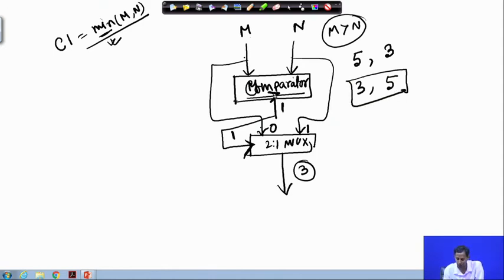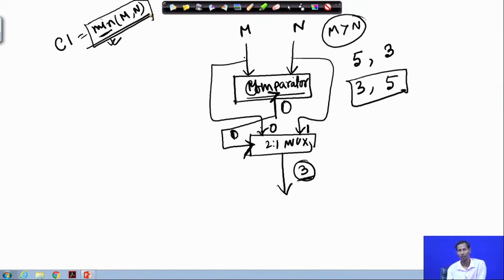So, at the time what will happen? At this particular comparator what will happen? 3 is not greater than 5. That means, at that time instead of 1 this will be false. So, it will come 0. So, 0 means whenever this is 0, this will choose m. So, that means at that time 3 will come at the output. So, that means whatever is the value of m and n, by using this circuit I can easily implement the minimum of m and n.